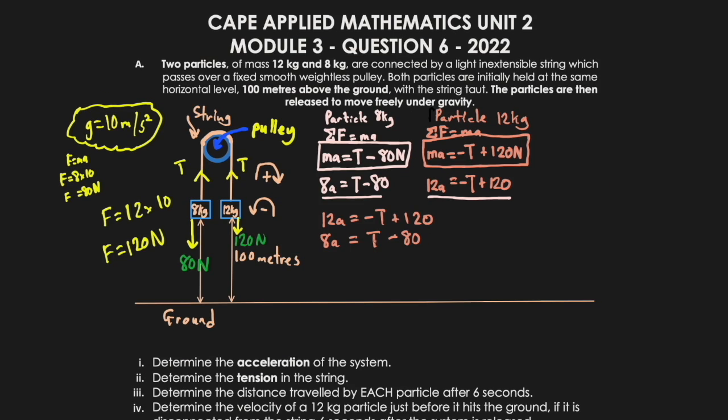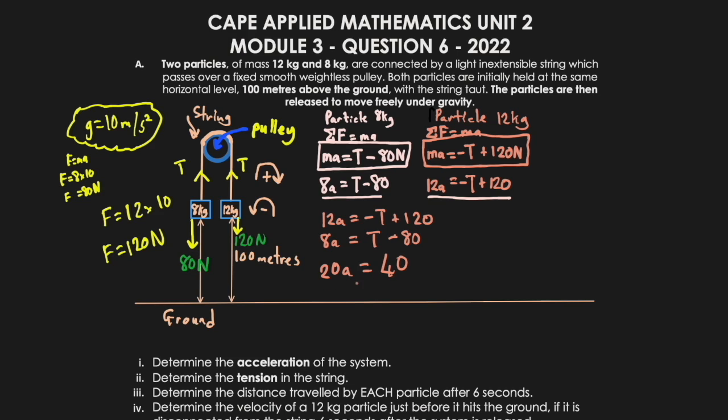All right, so when I'm looking at this, I can see that I have a negative T and a positive T. So if I was to add these two equations, these T would cancel out and it would only leave me with a to solve. So let's add these together. So we have 12a plus 8a, which is 20a. T plus negative T would give us 0, and 120 plus negative 80 will give us 40.